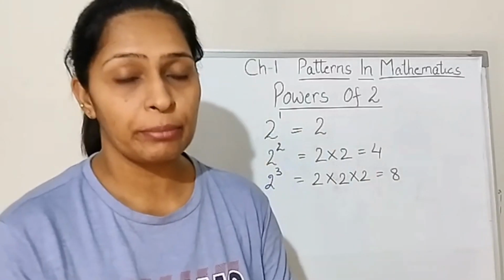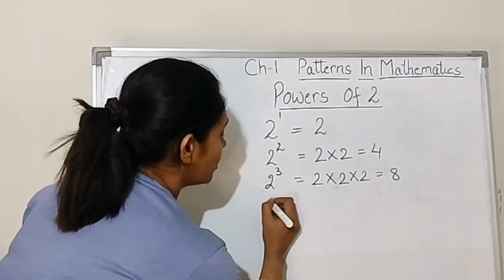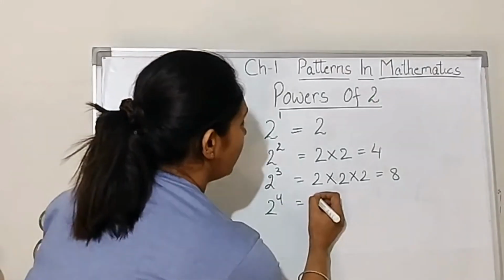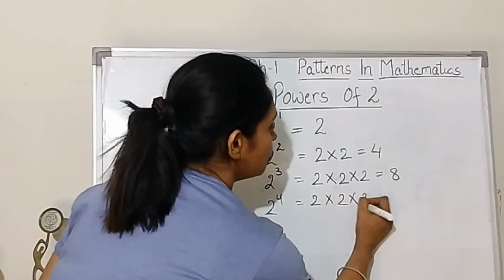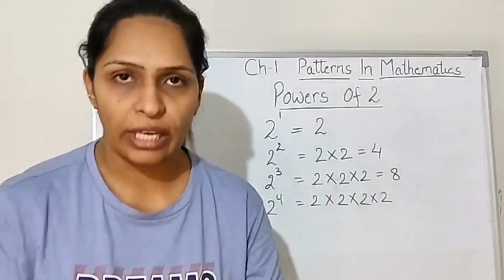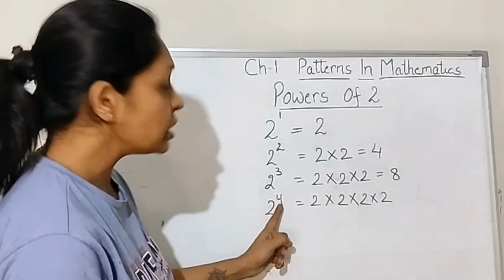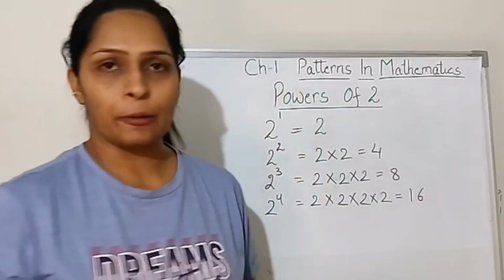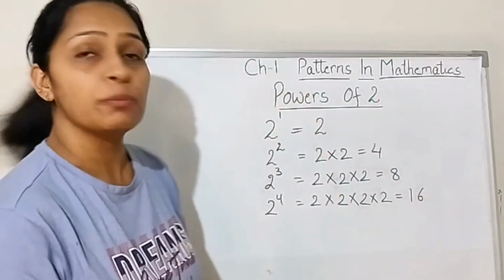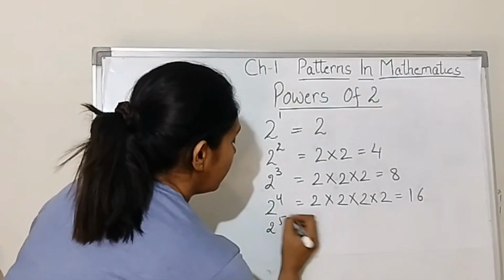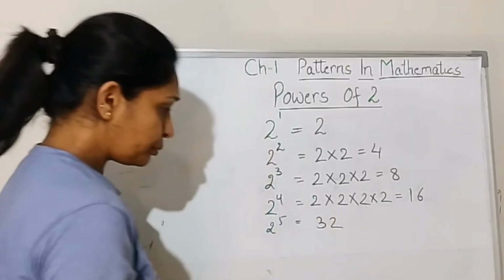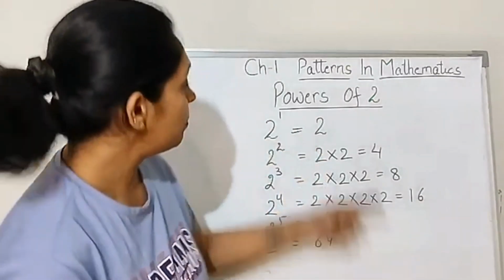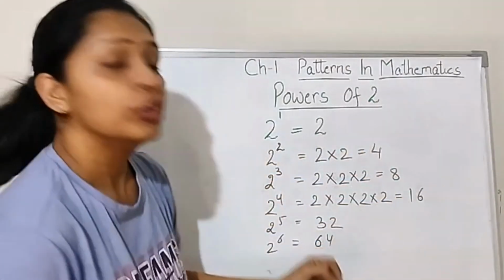Now I'm sure you would be able to get the next pattern if I ask you what is 2 power 4. Simply, you will find 2 into 2 into 2 into 2. How many times? 4 times. Why 4 times? Because the power is 4, and this is going to be 16. And further you can find out the next patterns here. 2 power 5 gets 32. 2 power 6 is 64. Simply you have to keep multiplying the numbers by 2.